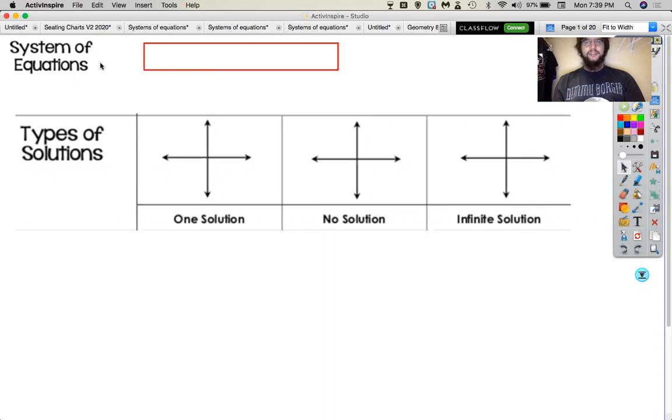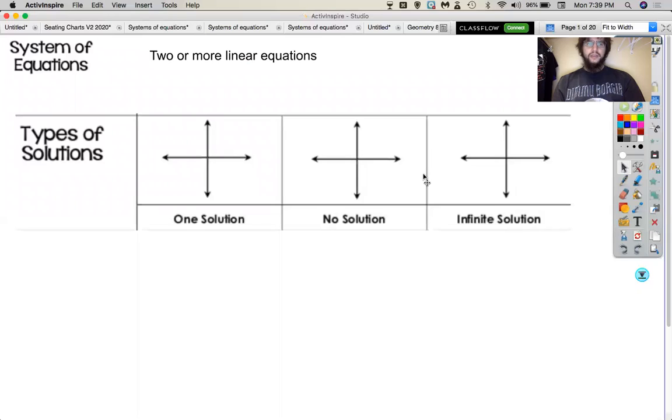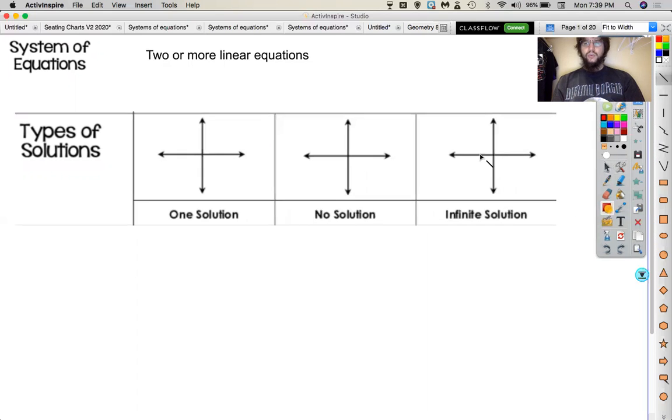So what is a system of equations? Well, a system of equations is just 2 or more linear equations. Now we have types of solutions. We have 3 different possibilities here. We could have one solution.